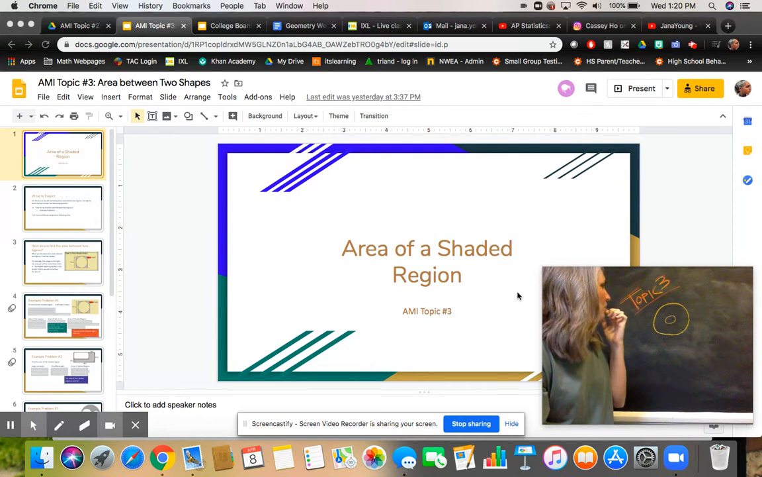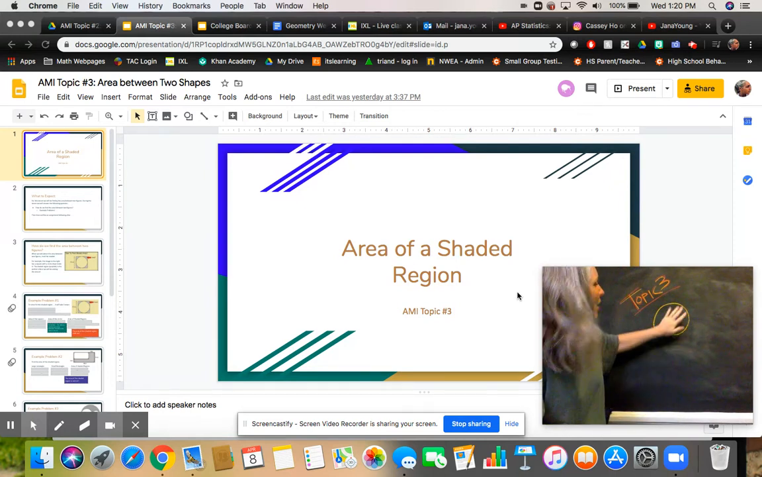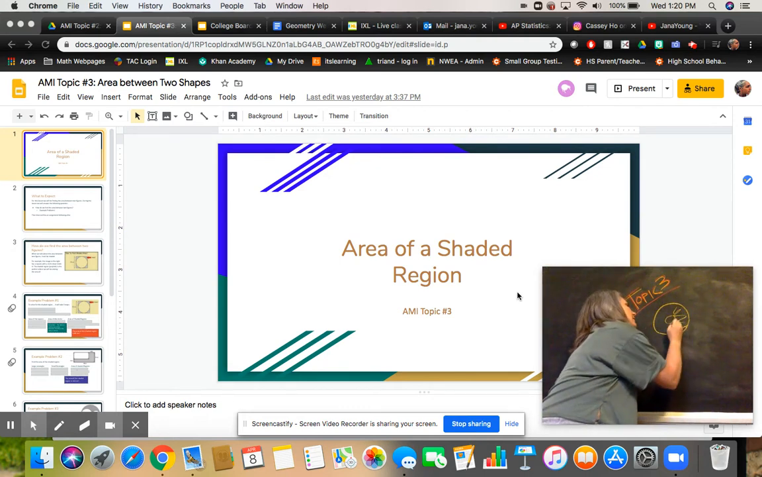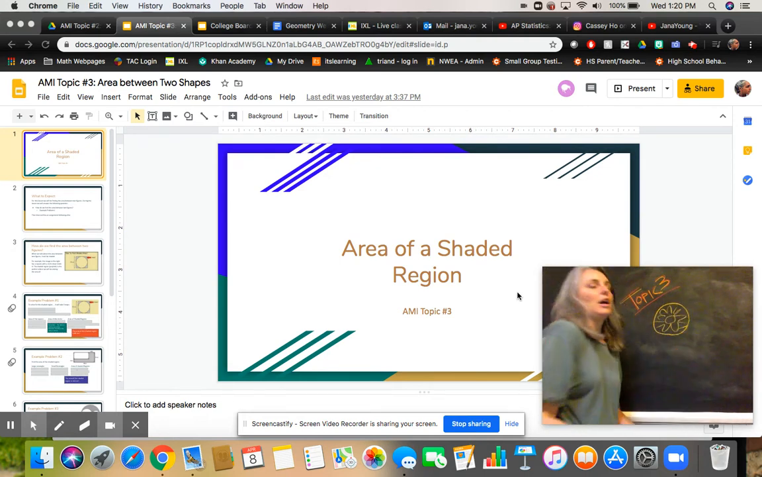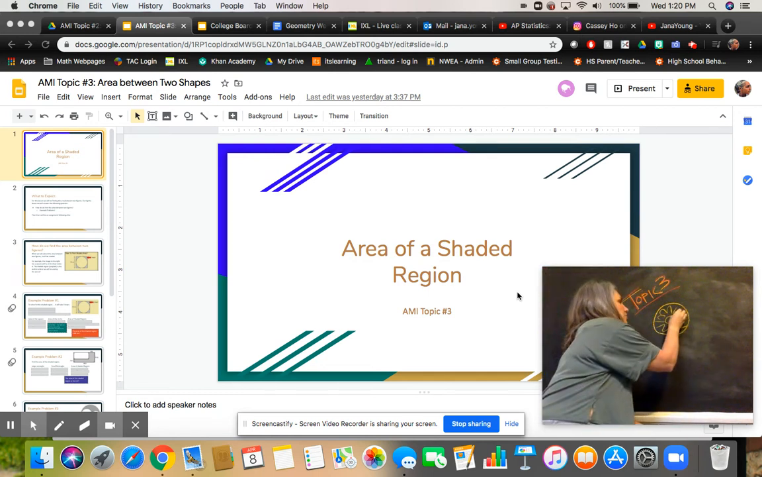So what you want to think about is, how would I find the area of only the donut, right? And this is why I call it donut area, because I want to know what's the area of just the donut. And maybe I could shade it like this.